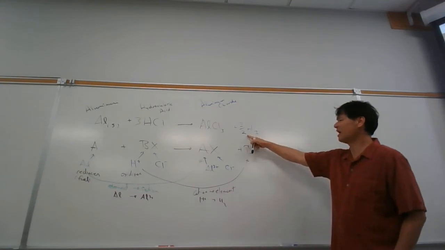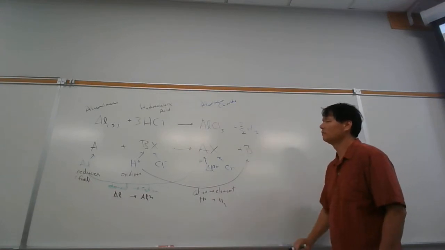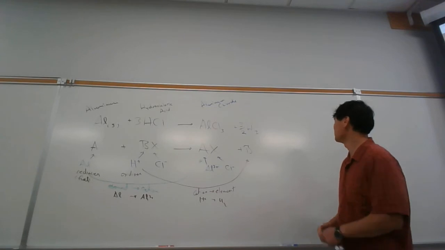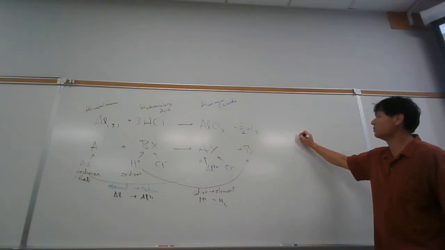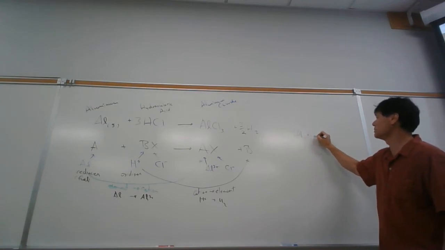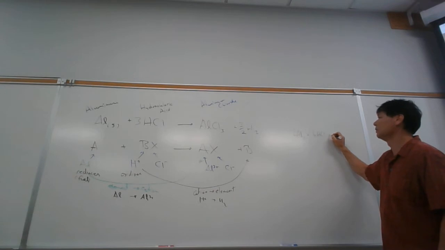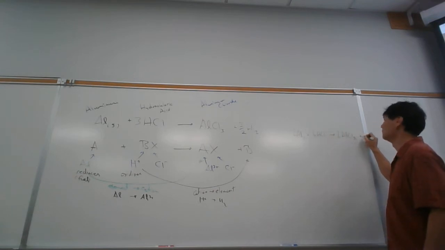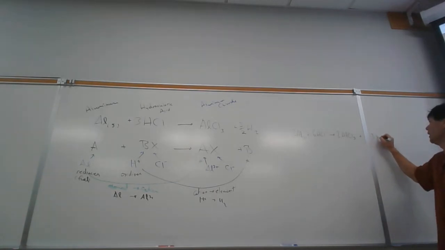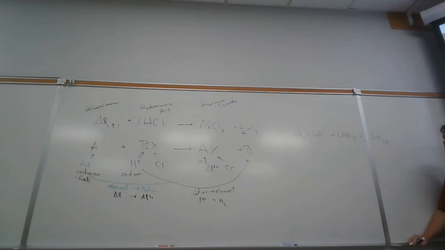Some people don't like fractions. Sometimes they're not as convenient as whole numbers. And so to get rid of the fraction, we'll just multiply everything by two. So we'll get two aluminum solids plus six HCl. This is going to produce two AlCl3 plus three H2 gases. And that should be balanced.